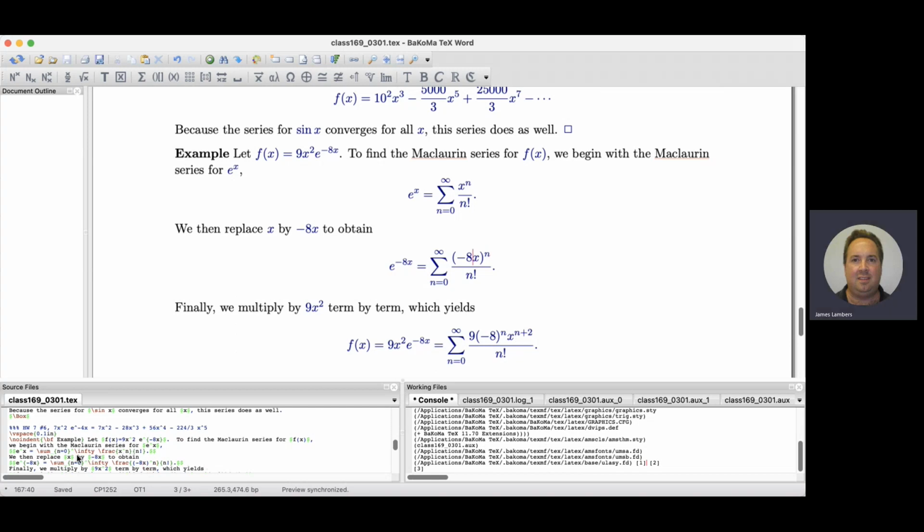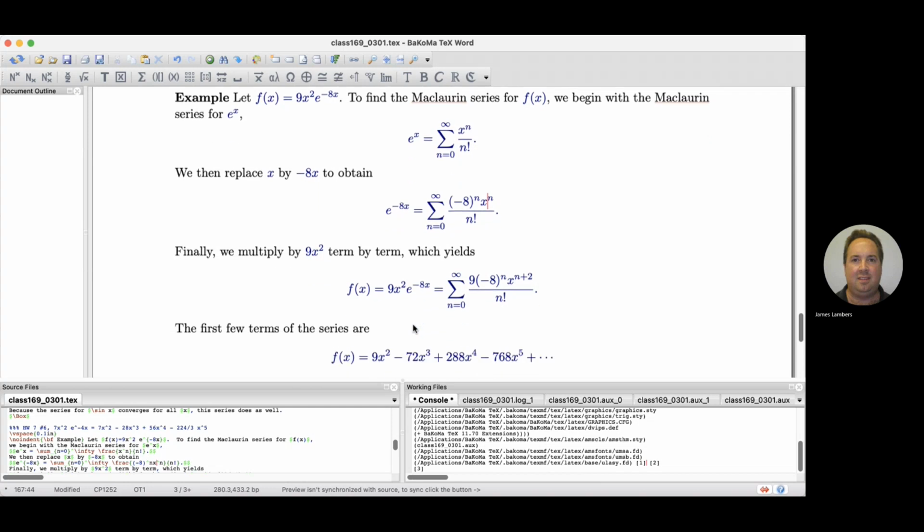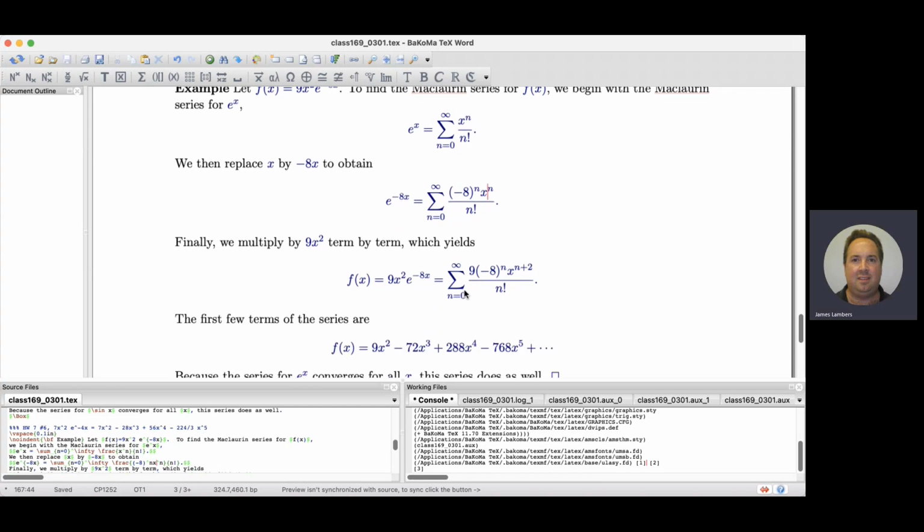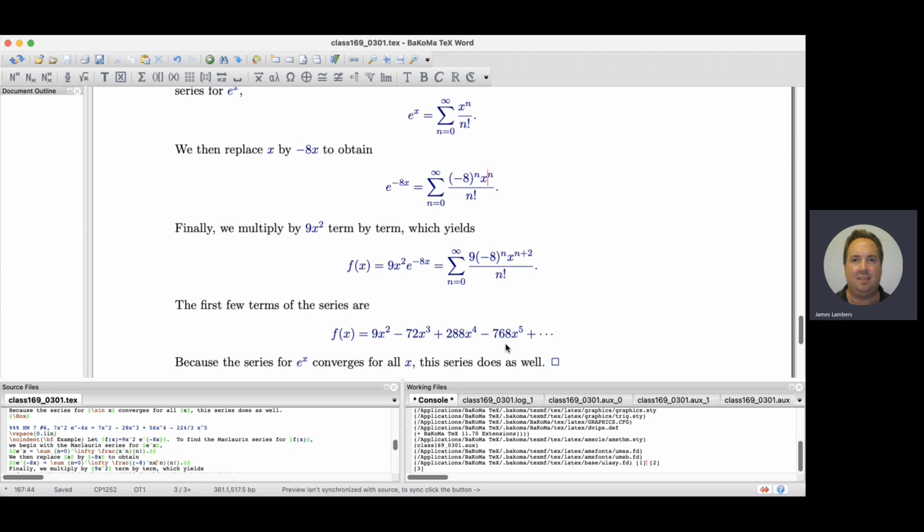I'm going to rewrite this as minus 8 to the n times x to the n plus 2. So if I plug in the first few values for n, n equals 0, 1, 2, 3, I get my first term is going to involve x squared because I have x to the n plus 2 here. So these are my first 4 terms. And again, because the series for e to the x converges everywhere, this series also converges everywhere.